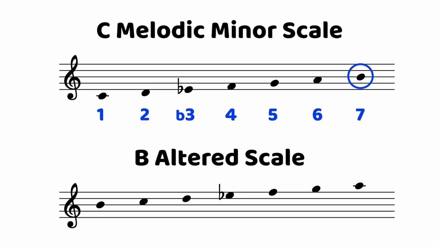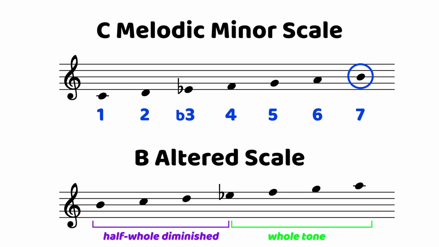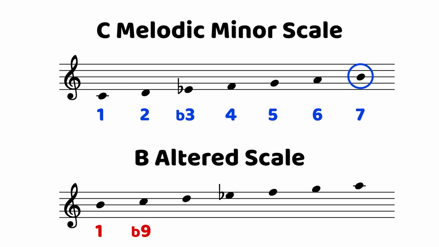Another way that we can derive the altered scale is by thinking of it as half whole diminished and the other half whole tone. Now, I mention these two methods of deriving the scale because thinking of the extensions can be a little difficult because we have the flat 9, we have the sharp 9, we have the sharp 11, we have the flat 13, all in this one scale.